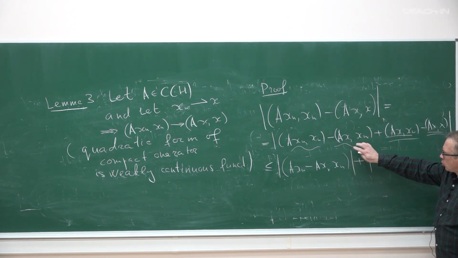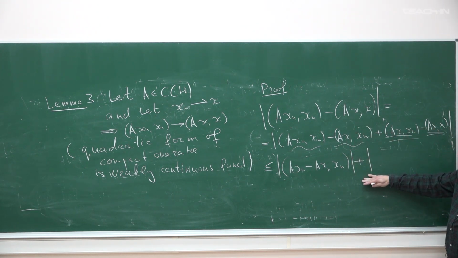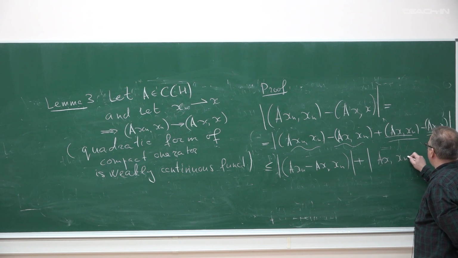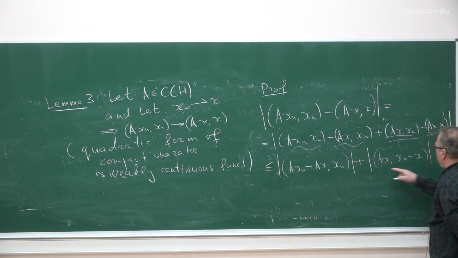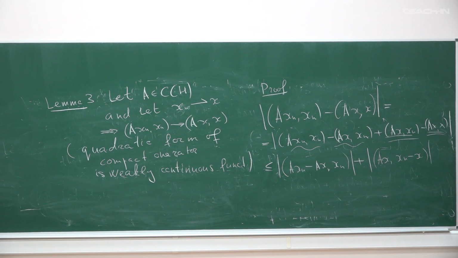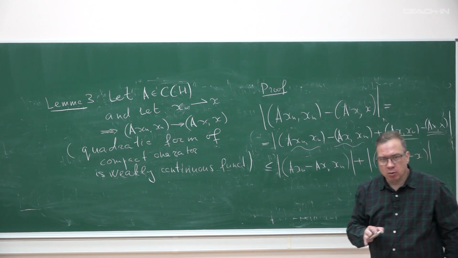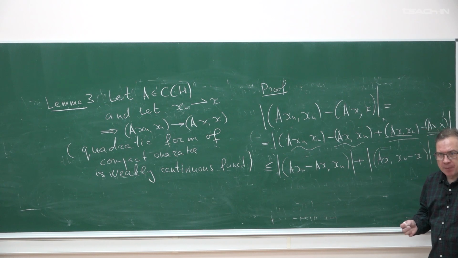And I combined it and use the triangle inequality with absolute value. And here we have this and this, so Ax multiplied in scalar product by xn minus x. What can you say about each term? Each term tends to zero. Let's explain why.